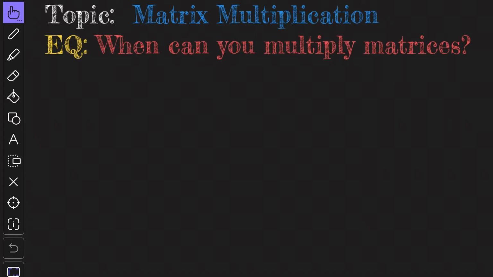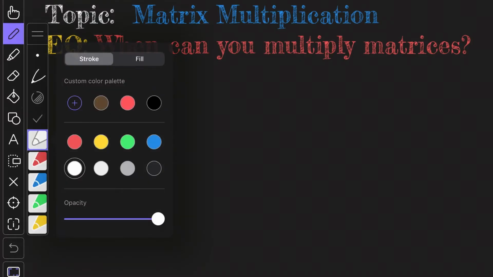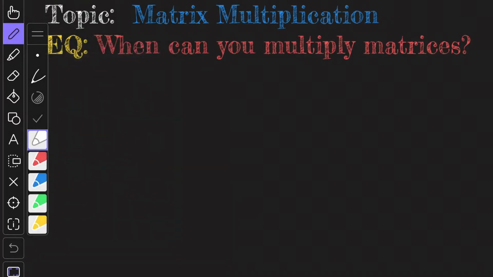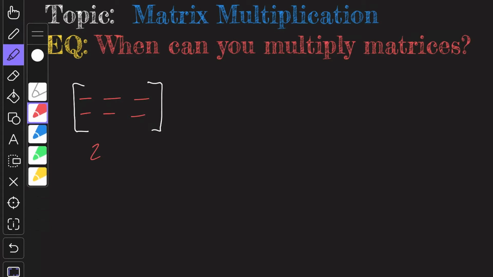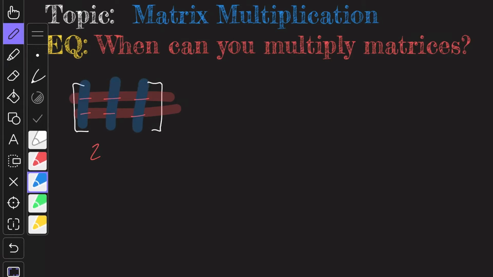All right, and back to math. So the rule for matrix multiplication has to do with the number of rows and the number of columns. Just like Mrs. Harris talked to you about how you look at the size of a matrix, it has to do with how many rows there are. So this matrix here would have 2 rows, and then it would have 3 columns. So this would be a 2 by 3 matrix.